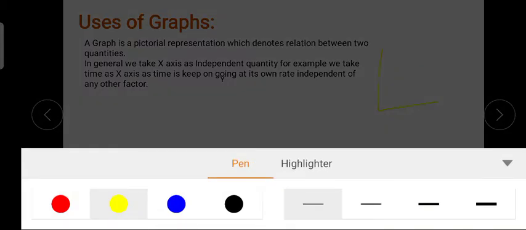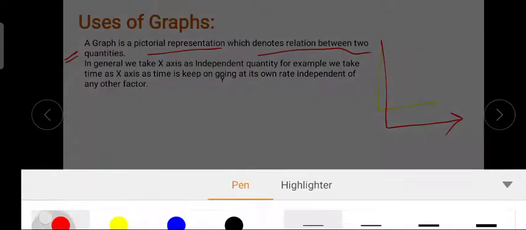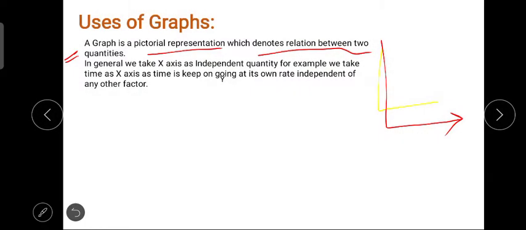This pen is not visible. I should take the red one. Okay. Now the graph is a pictorial representation which denotes the relation between two quantities. Two quantities means one is an independent one and another one is a dependent one.